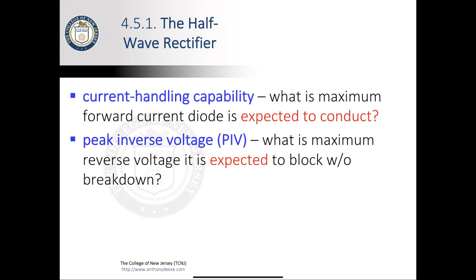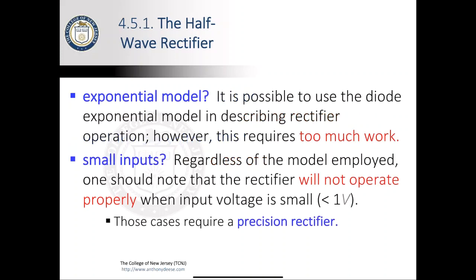We've seen in some of the previous VI graphs for the diode that we do have a breakdown region. A diode may be able to withstand negative 5 volts, negative 10 volts, negative 50 volts, but eventually all diodes will reach a point where they'll break down and start to conduct in the reverse region.